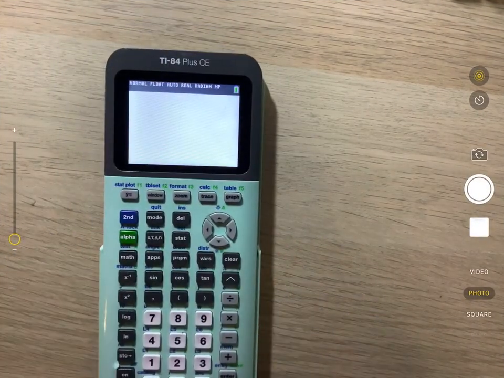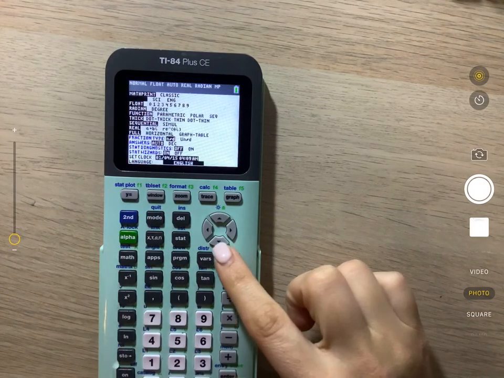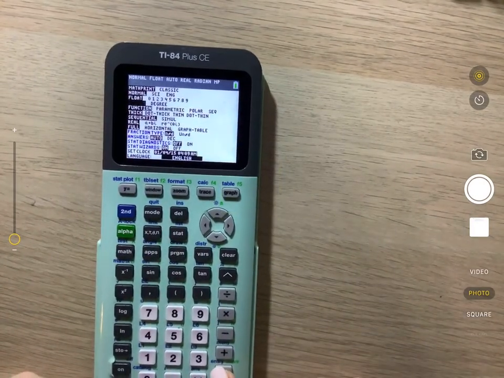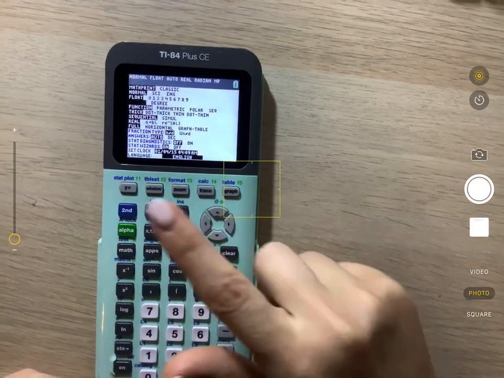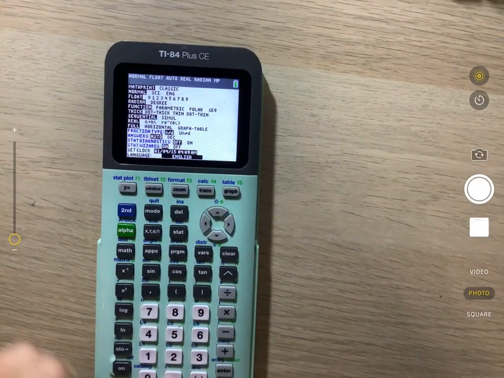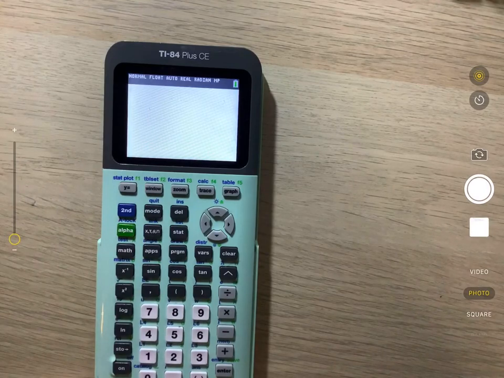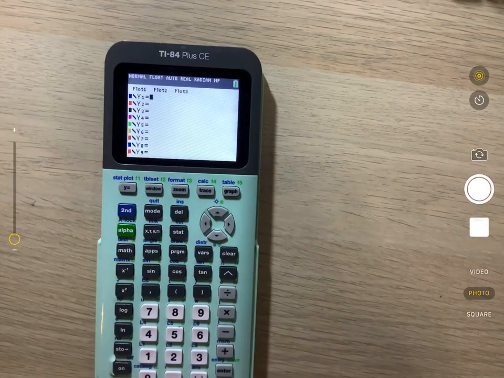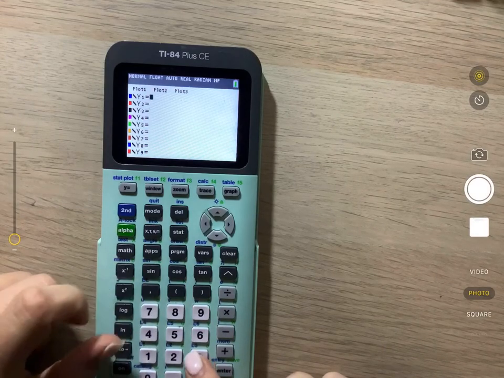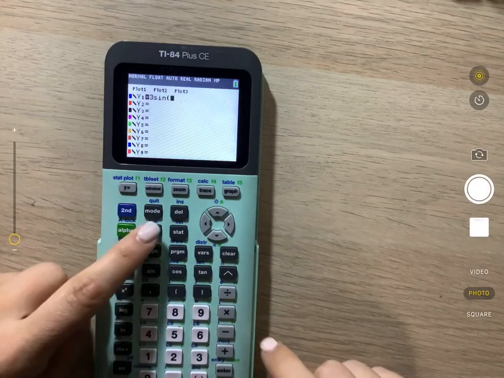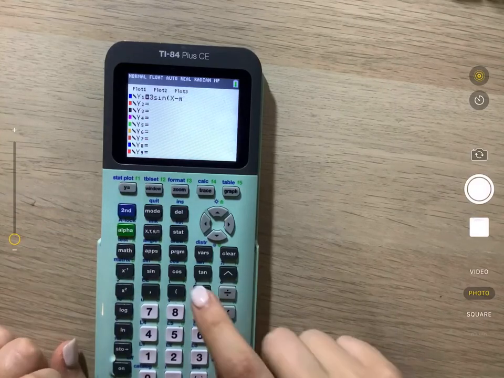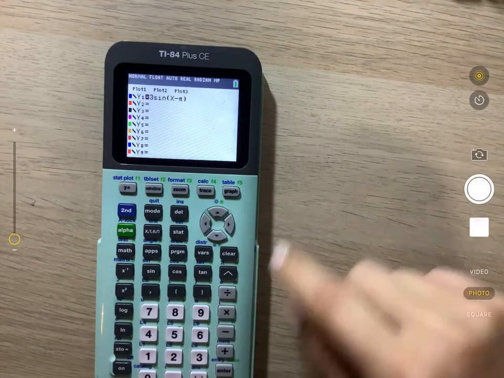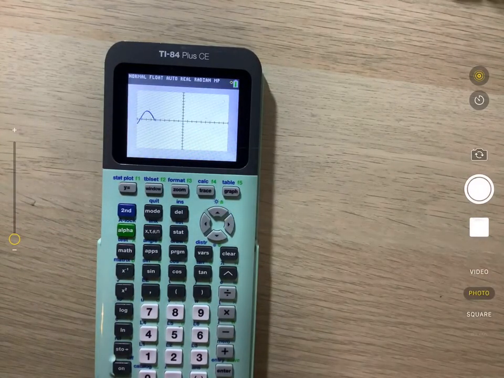All right, first thing that I want you to do, your calculator should be in radian mode. So if it is not, please go to mode, go to radians and hit enter. I'll show you what it does if it is in degree mode. So we could go to our y equals and please type in this equation, 3 sine of x minus pi. Now, if you hit graph, you can actually see this graph.